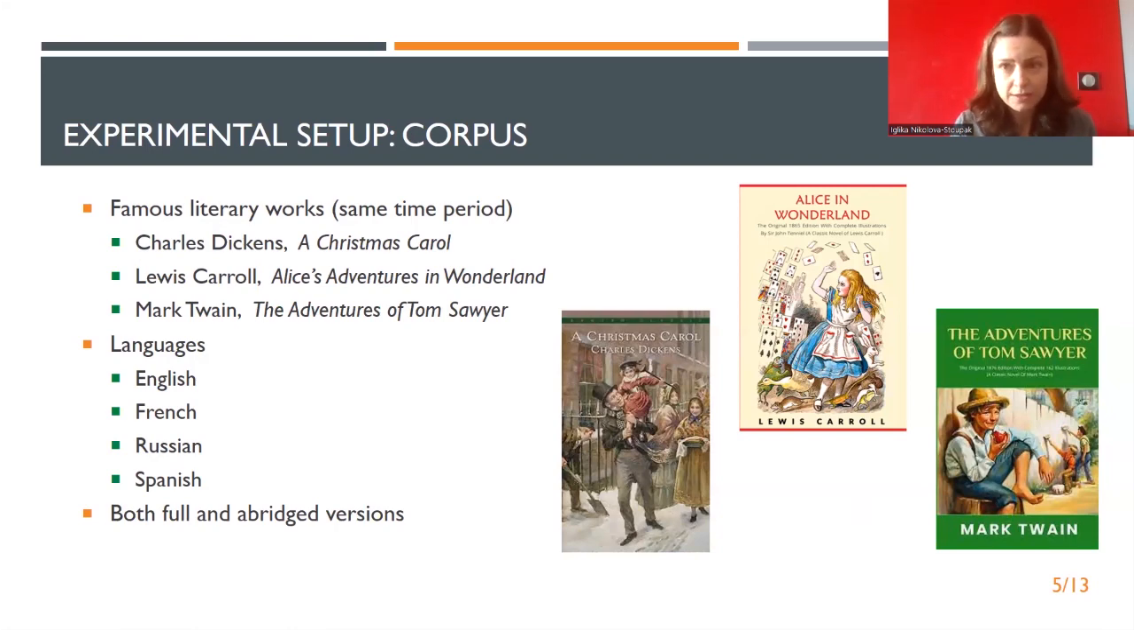So the languages I'm looking at are, apart from English, French, Russian, and Spanish. And then there are both full and abridged versions within the corpus. So they're the original works and translations of the original works, as well as abridged versions, up to 3 per novel, that are made for children or for foreign language learners.